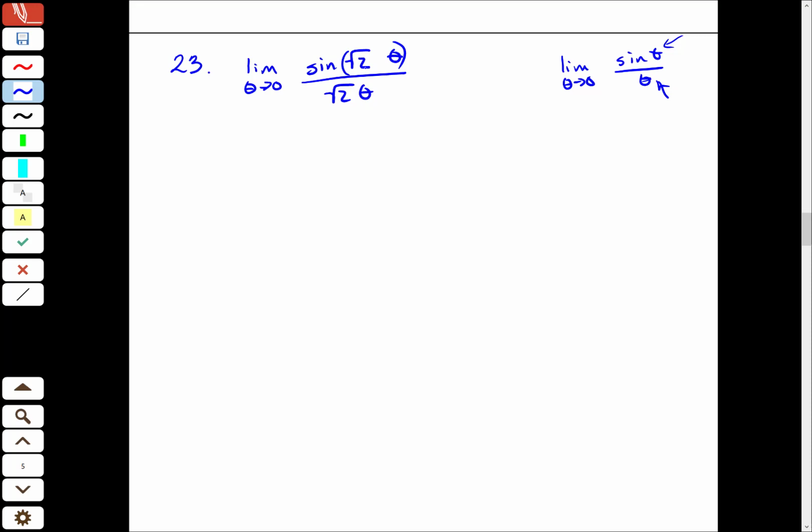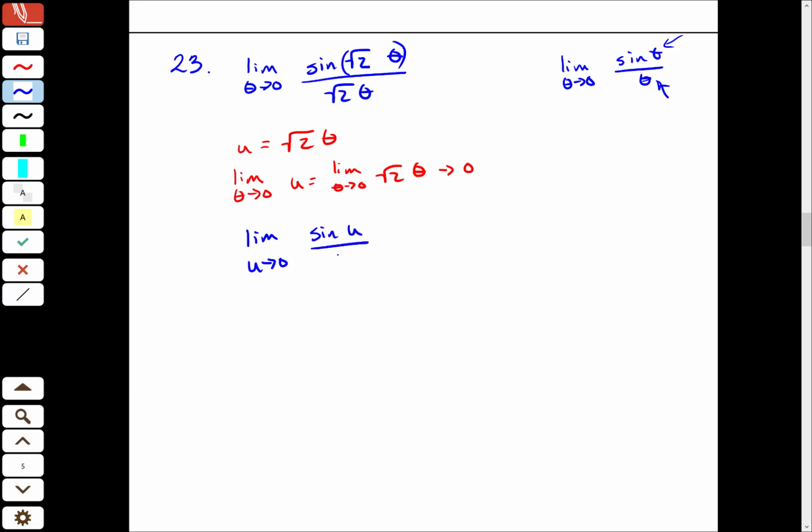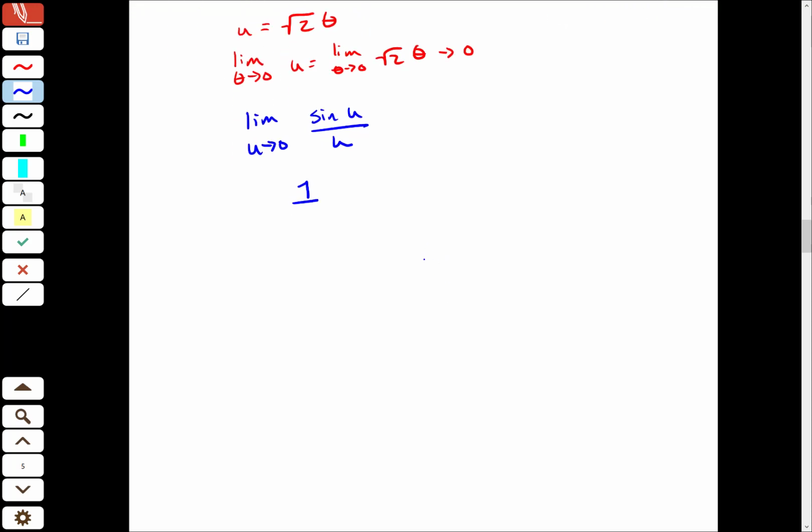I have that here, and I might make that explicit by setting u equal to the square root of 2 theta. If that's true, the limit as theta goes to 0 of u is equal to the limit as theta goes to 0 of the square root of 2 theta. This is just a polynomial, so this should be going to 0. So I'm just going to change the variable: the limit as u goes to 0 of sine u over u. And then this is just 1, by applying the rule for sine theta over theta that we know.